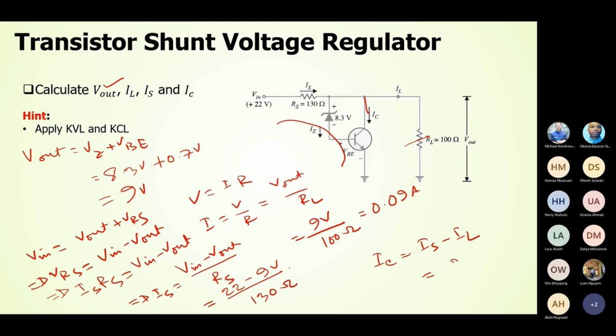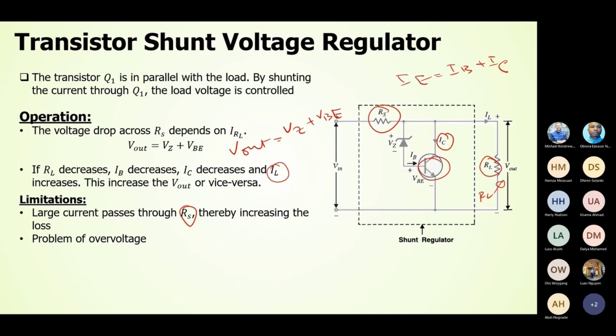Okay. So in the exam, if I ask you to explain the operation of, let's say, the transistor shunt voltage regulator, will you be able to do that? Probably not. Probably not. Yeah, why not? You have the operation here. You just need practice at it.